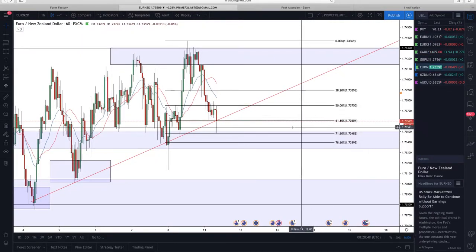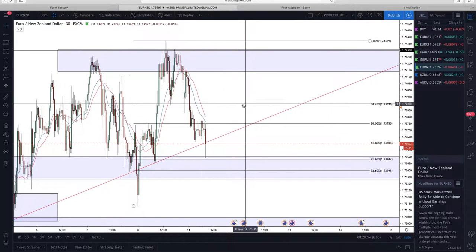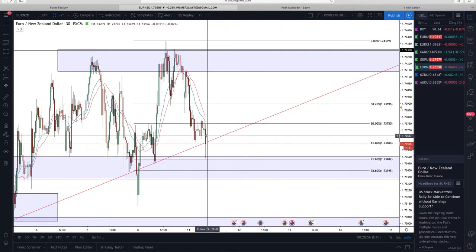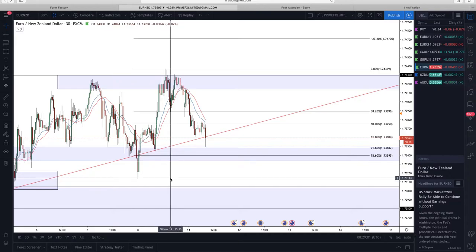Keep your eyes on, please, EURNZD, which is what we're getting rejections of right now. I am going to be potentially looking for a long trade on this very soon. Let's see how the hourly closes. If we can close back above the 618, that'd be excellent. And we could look for a potential long trade and put a stop loss just below the 1.73200.